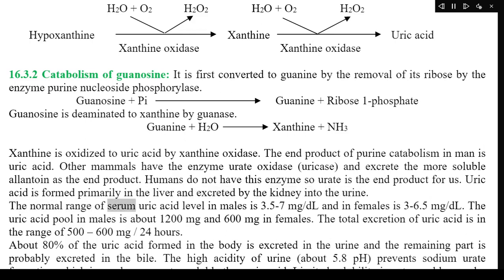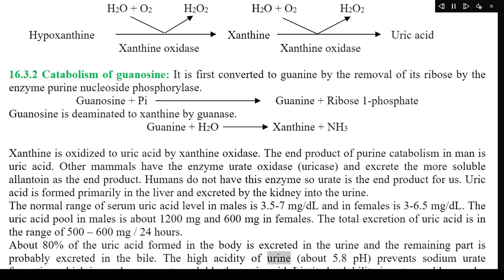The normal range of serum uric acid level in males is 3.5-7 mg/dl and in females is 3-6.5 mg/dl. The uric acid pool in males is about 1,200 mg and 600 mg in females. The total excretion of uric acid is in the range of 500 to 600 mg/24 hours. About 80% of the uric acid formed in the body is excreted in the urine and the remaining part is probably excreted in the bile.